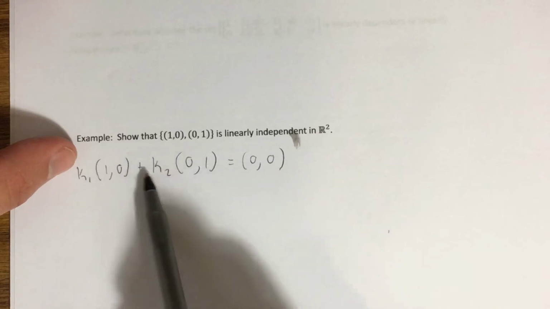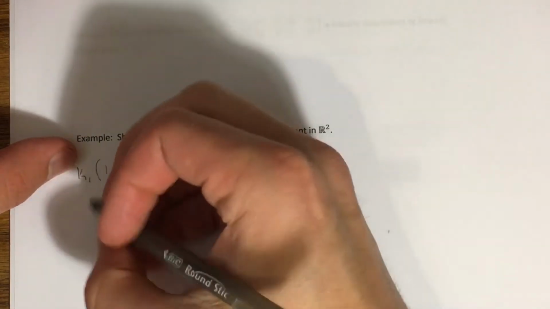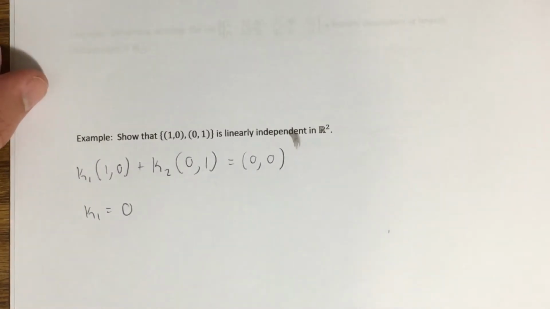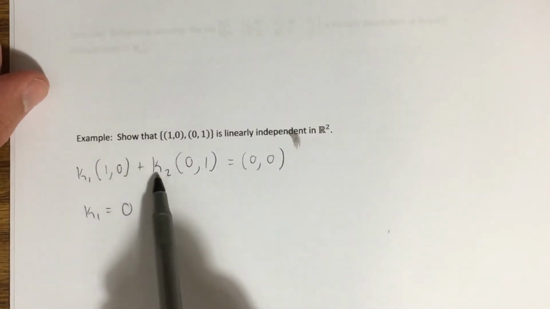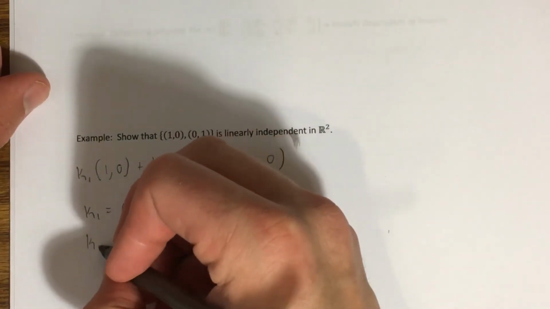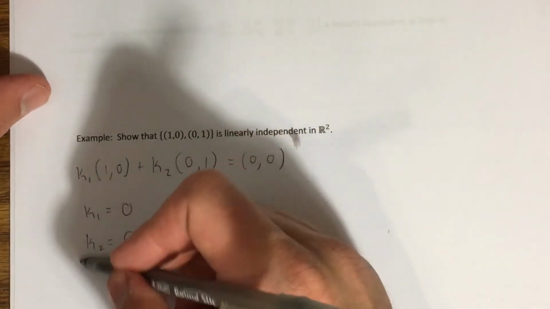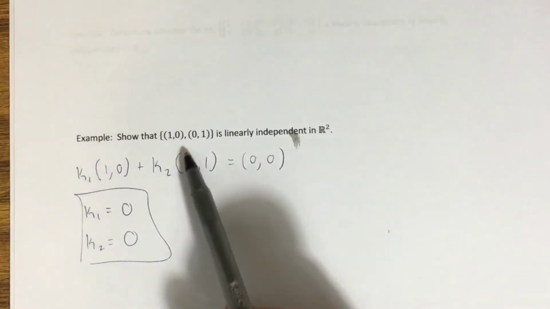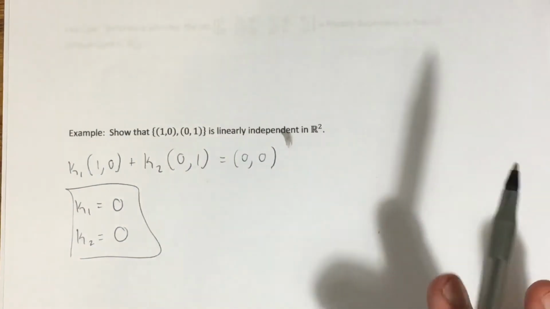k1 times 1 plus k2 times 0 equals 0 is the same thing as saying k1 equals 0. That's what that simplifies to. Similarly, k1 times 0 plus k2 times 1, setting that equal to this second 0, would say that k2 is equal to 0. Solving it shows that those two scalars have to both be 0, and that by definition gives us linear independence. What does that mean?